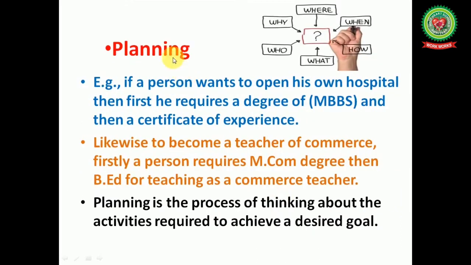Next is planning. For example, if a person wants to open his own hospital, then first he requires a degree of MBBS and then a certificate of experience. Likewise, to become a teacher of commerce, firstly a person requires an MCom degree and then B.Ed for teaching as a commerce teacher. So planning is a process of thinking about the activities required to achieve a desired goal.